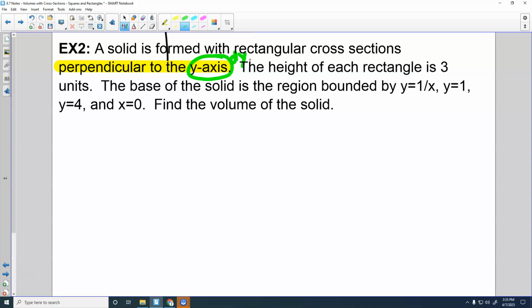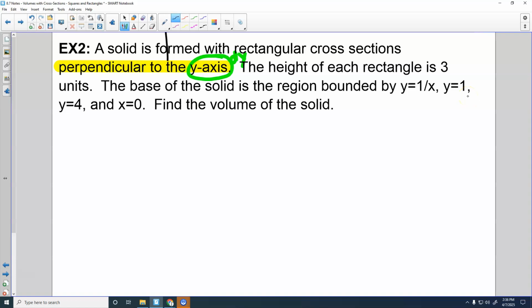All of our limits are coming from the y-axis. We're going to look at it differently than we looked at the x. The height of each rectangle is 3 units. The base of the solid is the region bounded by y equals 1 over x, y equals 1, y equals 4, and x equals 0. Find the volume of the solid.